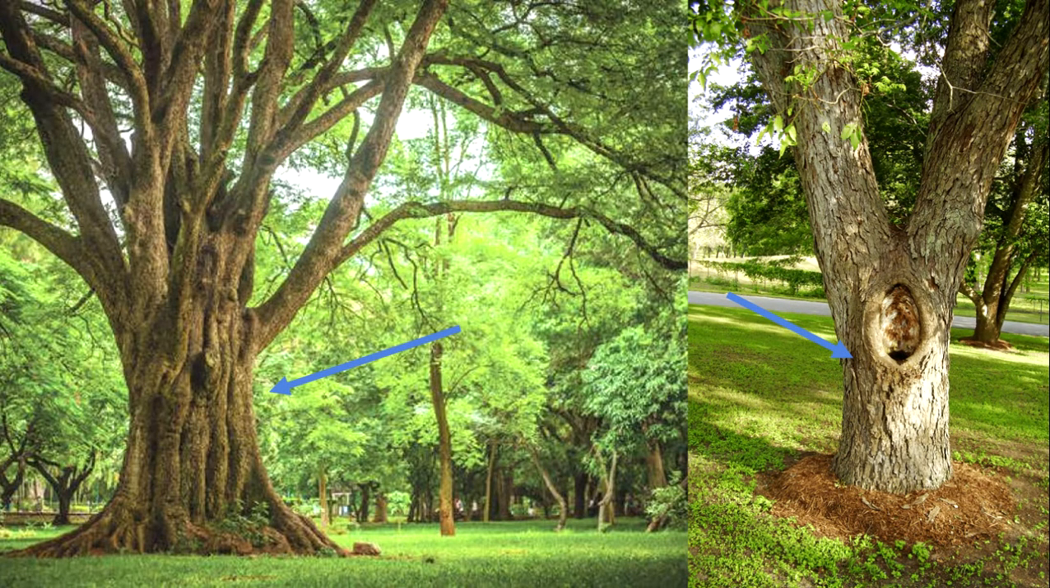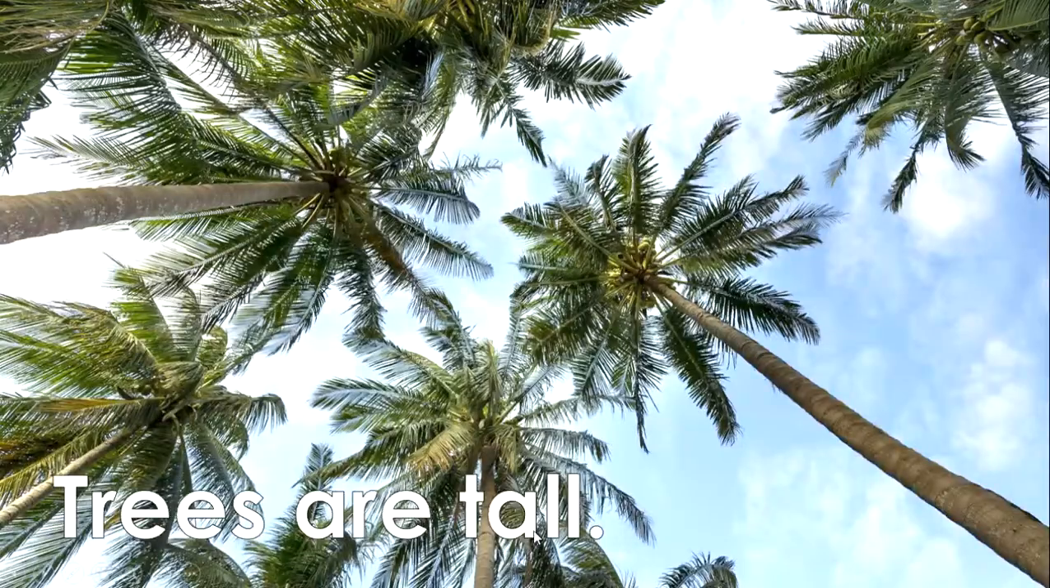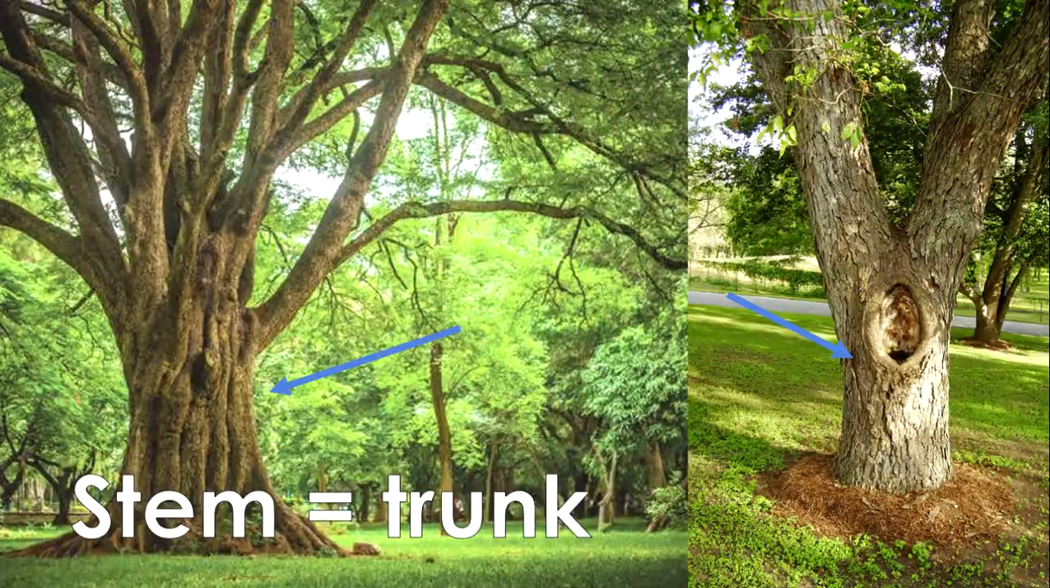Now let's look at these trees. I have two different trees there for you, and I have some blue arrows pointing at something. So this part of the tree, what would this part be? So in the ground you would have the roots, and then this part would be the stem. But in a tree you don't actually call it a stem, you call it a trunk. So trees have trunks, and they call it a trunk because it's so big and it's woody. You see, it's made of wood. So trees have trunks. Okay, their stem is called a trunk. So trees are tall and trees have trunks.